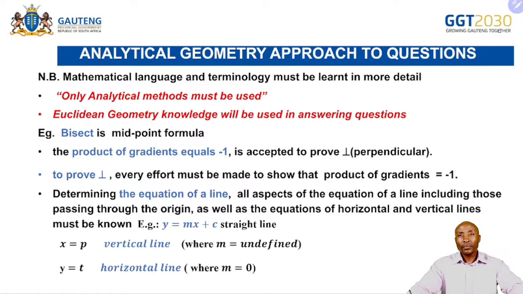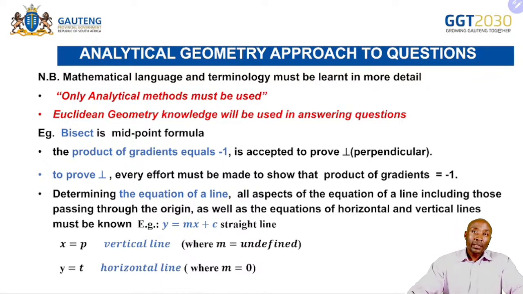Now, our approach to questions. Please check: if the question says solve using analytical methods, it means you cannot use trigonometry or any other topic to help you solve. You must use the analytical methods. That's our distance, our gradients, our angle of inclination, and so on. We must use those other than using trigonometry and other topics that are infused there.